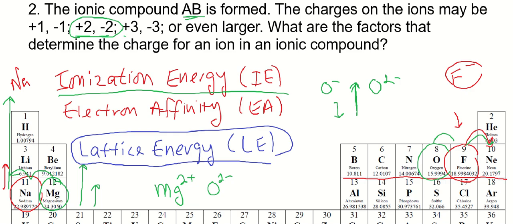And again, it wouldn't be 3 positive, 3 negative, because then you're going into core electrons from magnesium, and you're adding into new energy levels for oxygen. And it wouldn't be this either, because then the lattice energy wouldn't be enough to compensate for the ionization energy from magnesium. So I hope that made it a little bit clearer. This question is a little bit vague, but I think that's what it wanted.